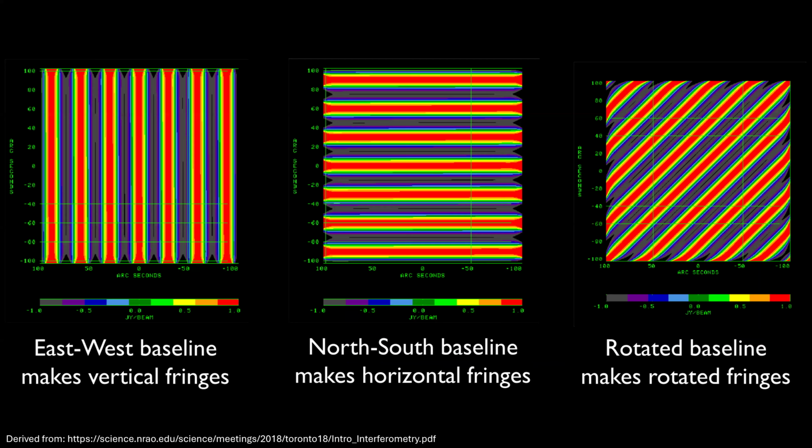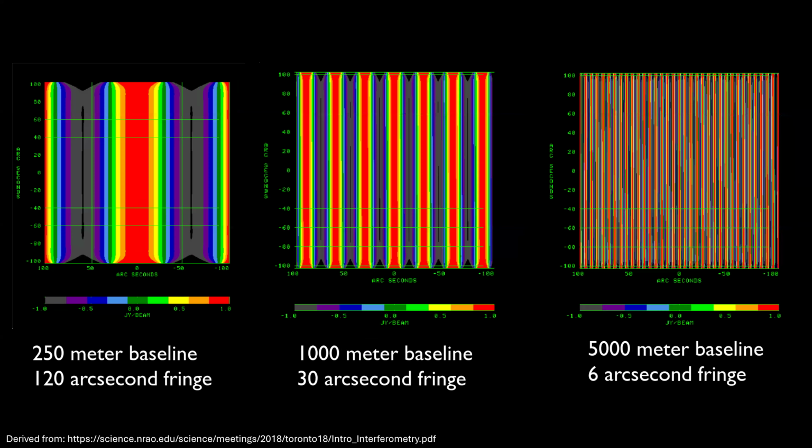And with interferometry, you end up with fringes. You don't end up with a picture, you end up with these fringes. East-west baseline, you get vertical fringes. North-south, you get horizontal fringes. And if you rotate your baseline any which way, you get your fringes in some direction or another. Of course, as you increase your baseline, you get tighter fringes. These are both from radio astronomy because they were the easiest to find. So you'll notice that it's a 5-kilometer baseline.